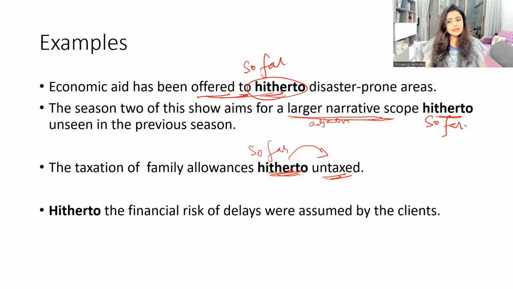Look at the last sentence. Here, I'm using "hitherto" first, which is absolutely correct. Hitherto, the financial risk of delays was assumed by the clients. So far, the financial risk of delays, who was assuming it? Only the clients were assuming it. Instead of "so far", I will just say "hitherto". Well, that's about it. Now, time to take some action.